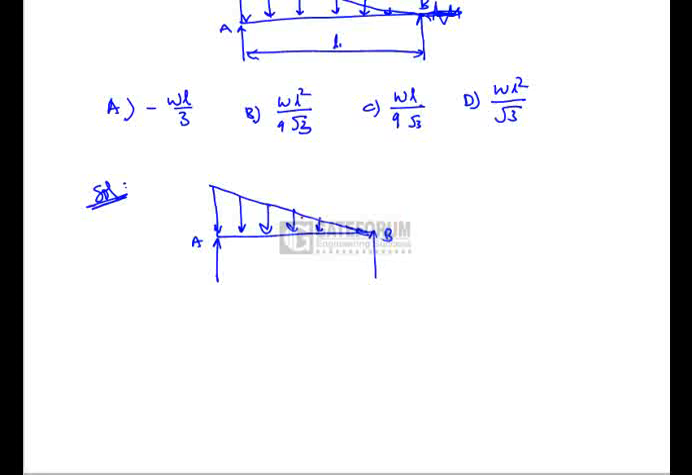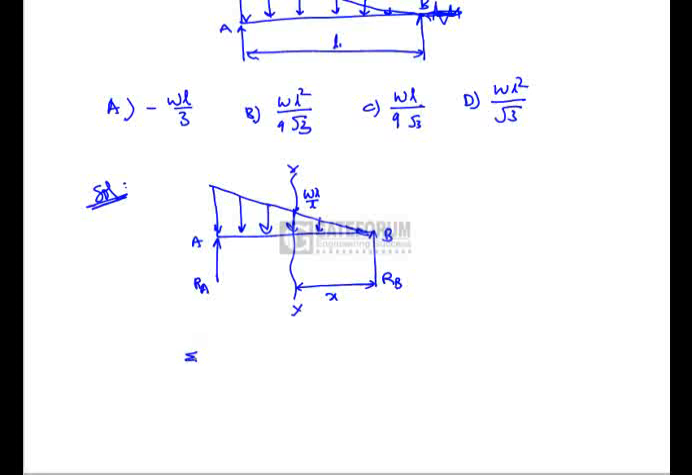Between A and B, consider any section XX at a distance x from the right support, or from the support B. Let us say here the reactions are RB and RA. Now consider the moment at XX. So first we will have to know the magnitude of the load at XX, that is equal to Wx by L. So here is the magnitude of the load at the section XX, and it is at a distance of x from the right support. Now we will have to calculate the reactions RA and RB.